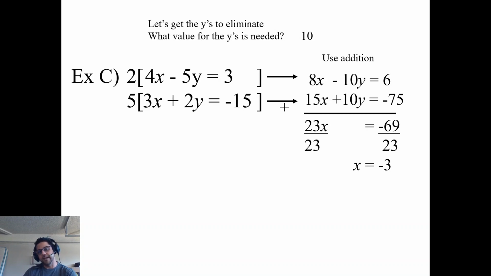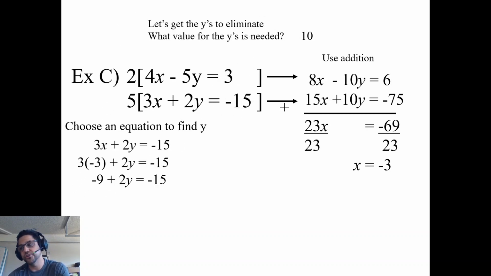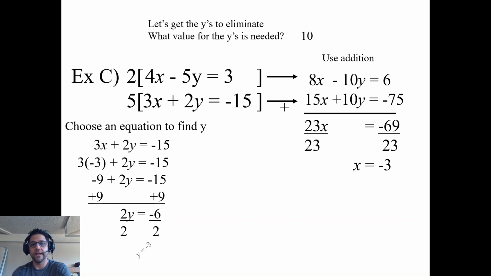Now I need to go back again and decide which one's easier. If you notice, they both have the same amount of negatives, so it really just becomes personal choice. I'm going to say the bottom one. X is negative 3, so go ahead and substitute. And again, we're solving a two-step equation. Negative 15 plus 9 is negative 6. Divide. Y is negative 3. Hey, they're the exact same values, so negative 3, negative 3. Very nice.